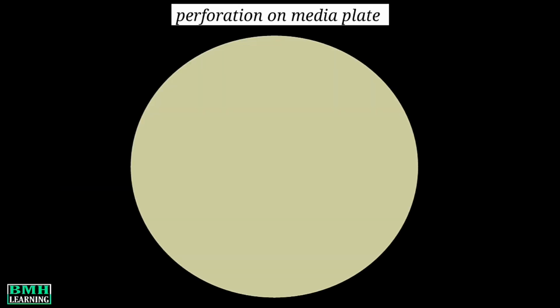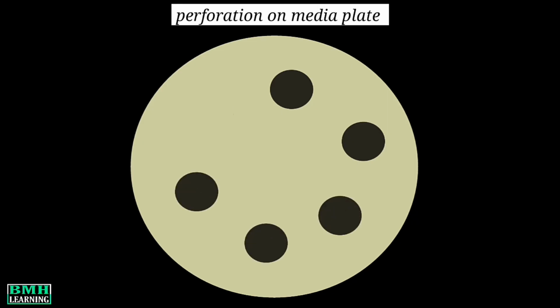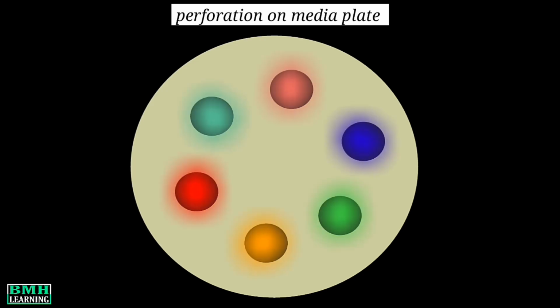Next step is the perforation of the media plate. The media plate is perforated, or in simple words, wells are made with the help of a well puncher. Note that the number of wells we make depends on how many antibiotics we want to test. Once the required number of wells are formed, the antibiotic solutions are added into their respective wells. The wells are then correctly marked. The plate is then kept for incubation at 37 degrees centigrade.